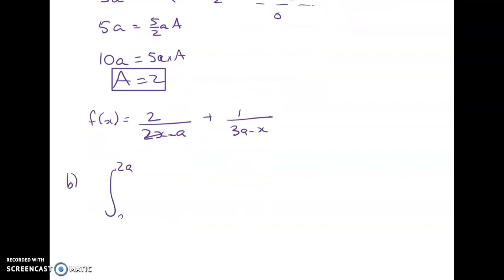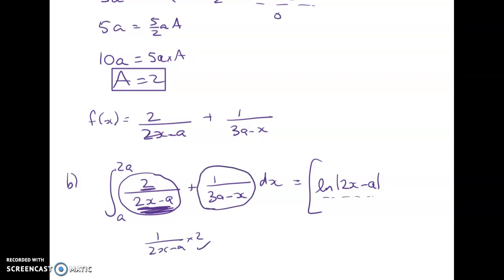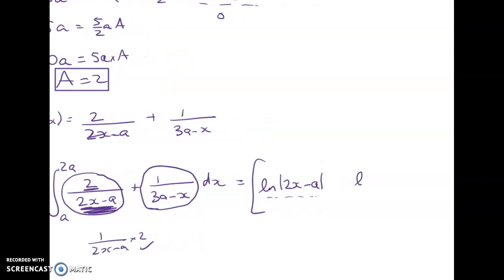So the limits are 2a and a. And the integrand is this thing here. So let's just go term by term, obviously. This is going to have a log pattern. The derivative of the denominator is 2, and that's sitting here in the numerator. So the first one is going to be the natural log of 2x minus a. Check it by differentiating. Do we get what we want? Well, we get 1 over (2x minus a) times 2. So that's good. Now this one here is also going to be a log derivative. So it's going to be the natural log of 3a minus x.